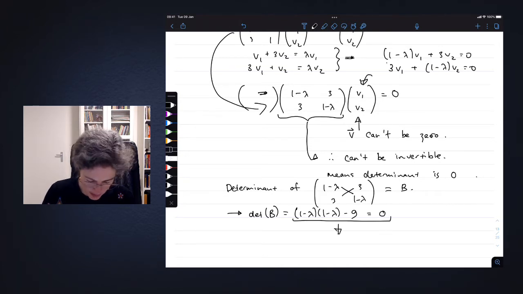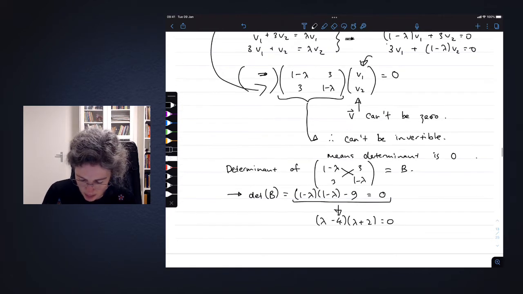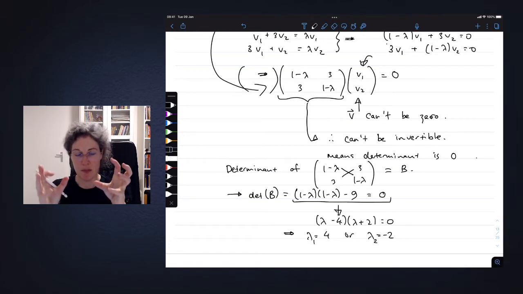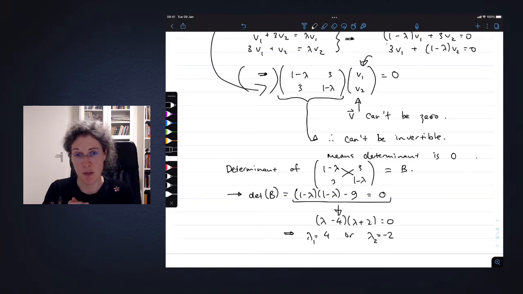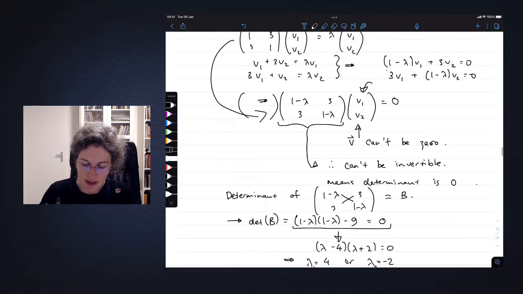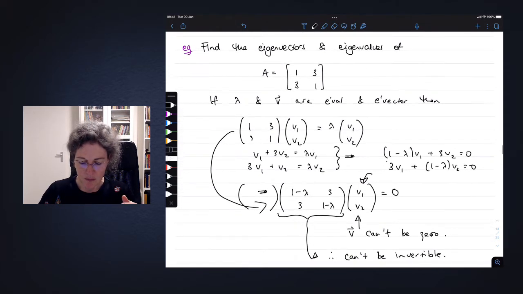If you solve this, you'll get (lambda minus 4)(lambda plus 2) is equal to 0. So we get lambda is equal to 4, or lambda is equal to minus 2. I'm going to label this as lambda 1, and this is lambda 2. There was a whole bunch of stuff that I've talked over very quickly and not in a lot of detail. If you haven't seen this before, please go and read the appendix. But just to recap, if we want to find the eigenvalues and eigenvectors of this matrix, in order to be an eigenvalue and an eigenvector, this equation must be true.